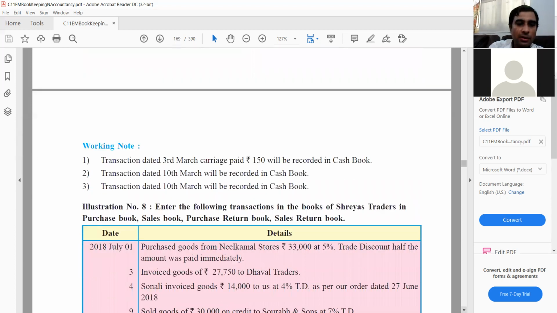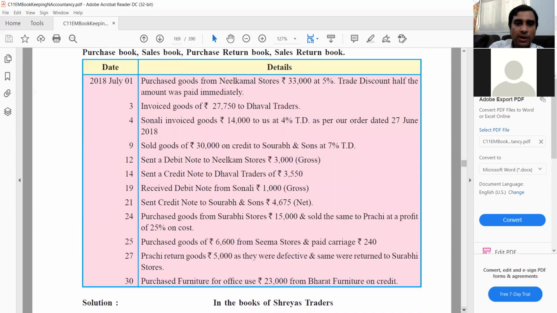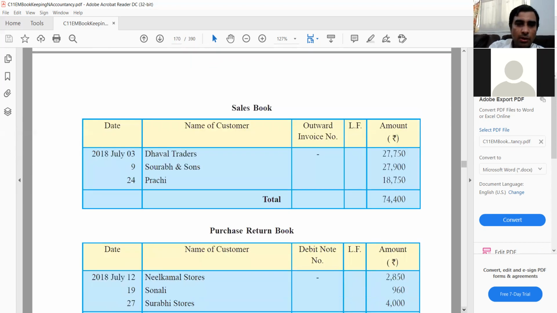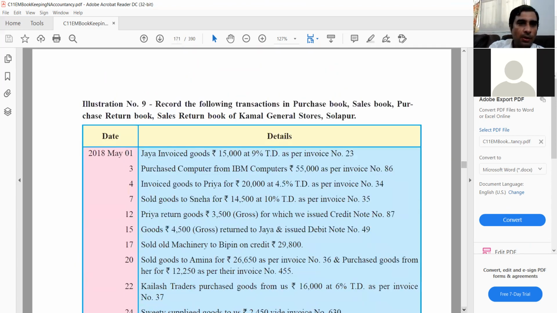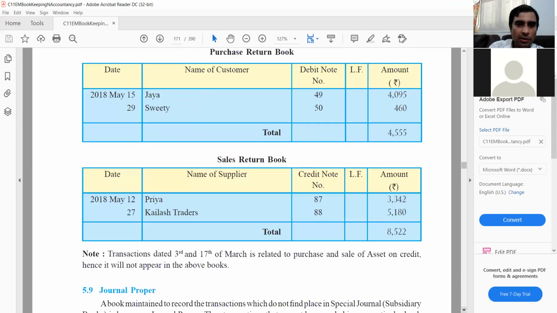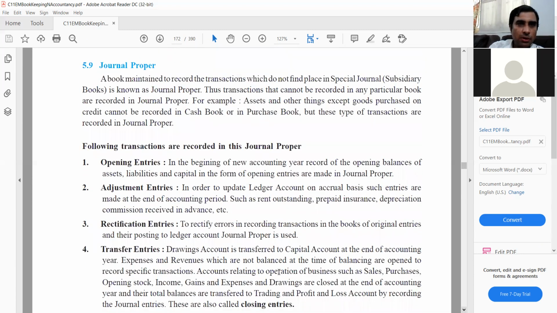So that's it. There will be more and more solved examples now. With the few solved examples that we have already done, you have enough knowledge to be able to read the remaining solved examples on your own and learn them on your own, right? If you have doubts while you try to solve these, you can post your doubts. I will answer them. Okay. So journal proper, we will not do here today in today's class. So that's it for the class on purchase book, sales book, purchase return, and sales return.